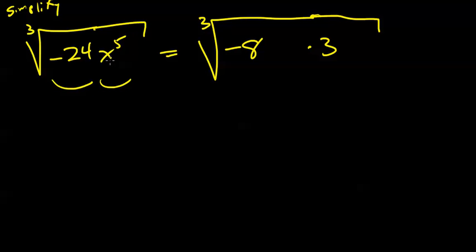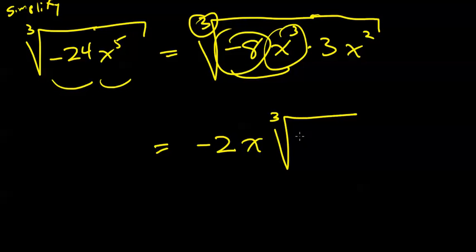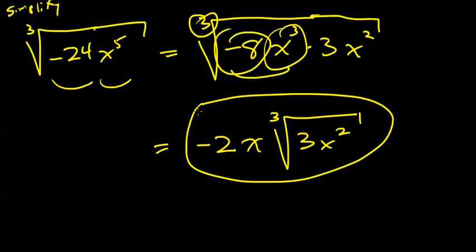Similarly, x to the fifth power is not a perfect third power, but it contains a factor of x cubed, so I can rewrite that variable portion as x cubed times x squared. So these two factors can come out from under the root sign. The cube root of minus 8 is minus 2. The cube root of x cubed is just x, times the cube root of whatever's left inside, namely the cube root of 3x squared. This would be my completely simplified answer for that question.